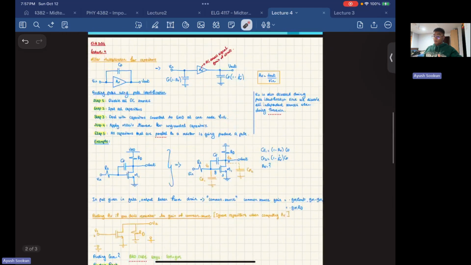I hope I was able to cover as many intuitive methods as possible to solve these circuits, because it's very easy to ask, what's the point of Miller's multiplication? What's the point of capacitors? Why am I doing this? So here's the point: why are we doing this, how do we do it, and how do we do it correctly?